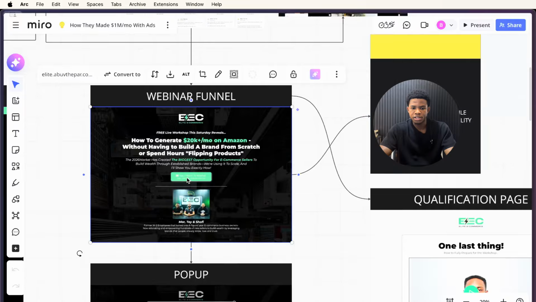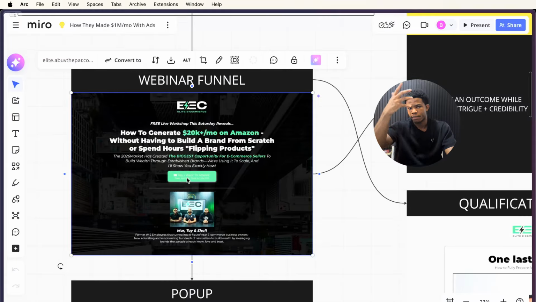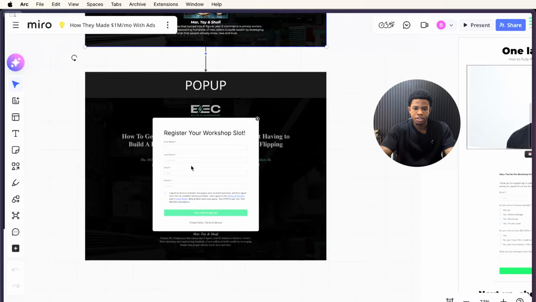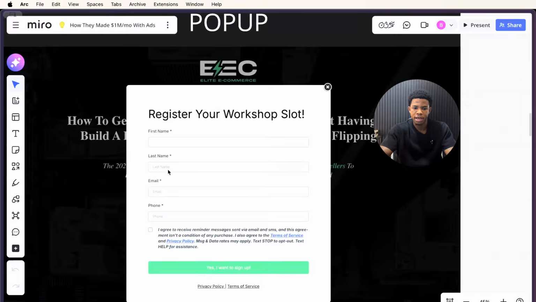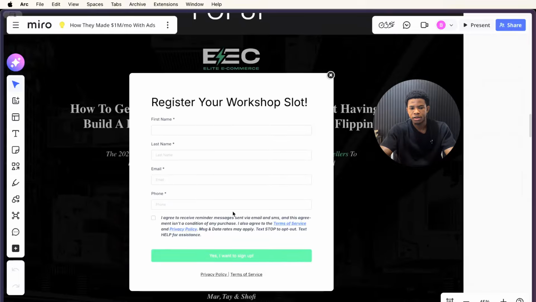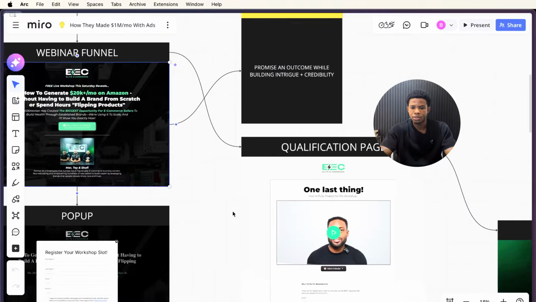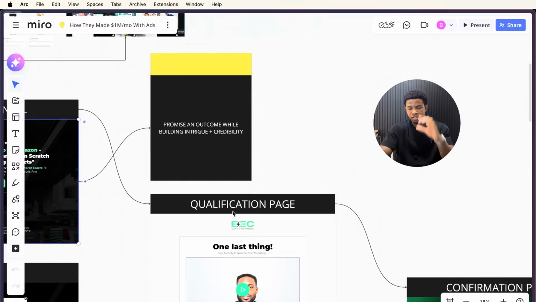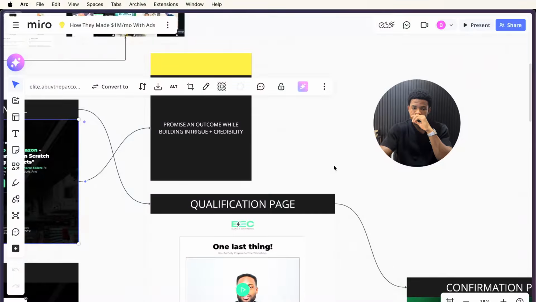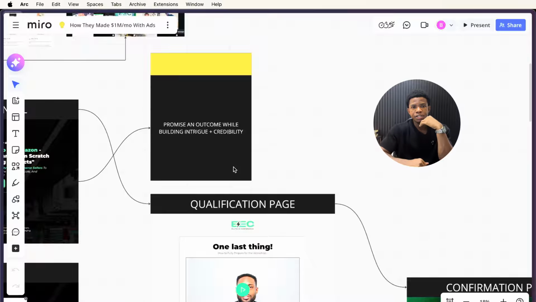And once someone clicks on "yes, I want to attend," a form pops up, as you can see here, and it tells them to fill out their first name, last name, email, and phone number. And then after they sign up, they get sent to this page right here, which is the qualification page. And this is very important for you to understand, right? Basically what the qualification page is doing is, number one, getting prior information on these registrants before the webinar, right?